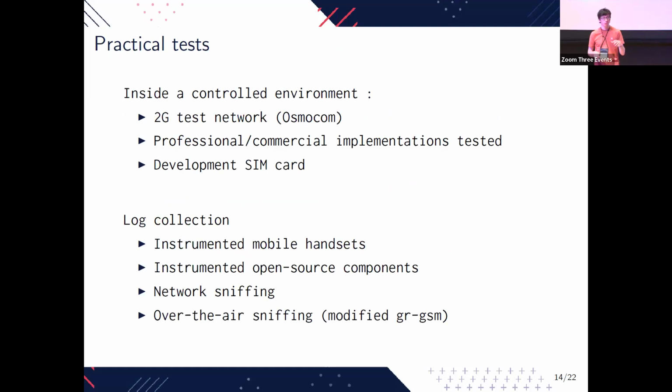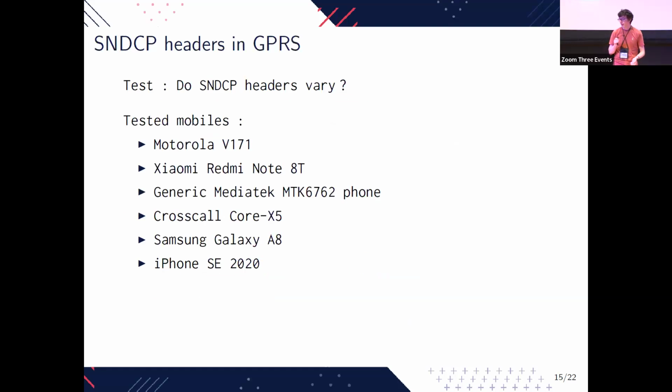So we ran a few tests. Basically, we set up a 2G network. We used open source implementations, commercial implementations, professional implementations. We used development SIM cards, and we instrumented everything. So we instrumented the mobile and the core network. We performed some network sniffing and some radio sniffing. We decoded GPRS messages. And I will just mention 2 tests.